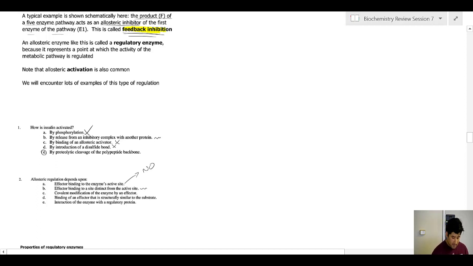What about C? Allosteric regulation depends on covalent modification of the enzyme by an effector. Is that true or false? Covalent modification of the enzyme by an effector. Is that allosteric regulation? No. That's covalent modification. What about binding of an effector that is structurally similar to the substrate? No. Why not?